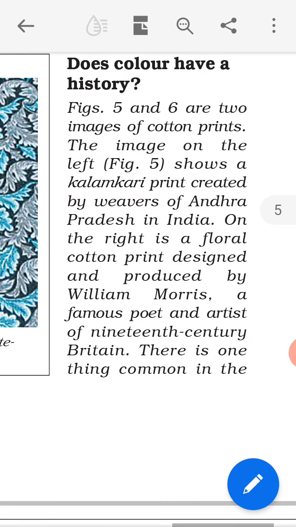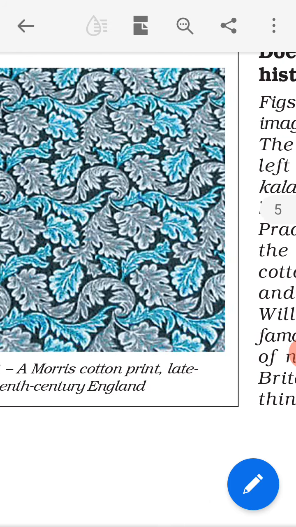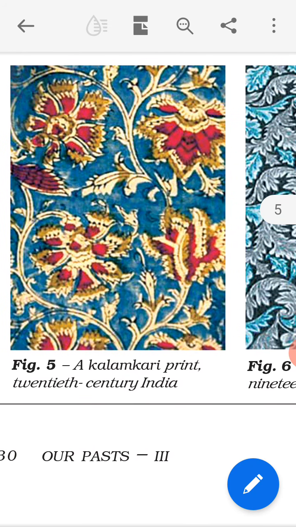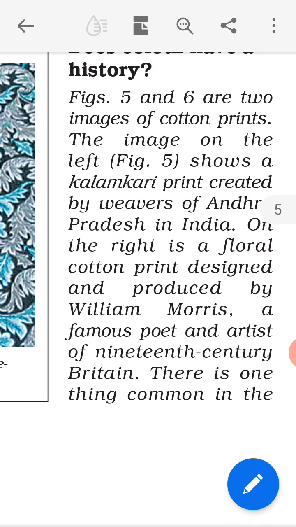Now come to the point. The image on the left means this one. This image on the left means figure number 5. The image on the left, figure number 5, shows a Kalamkari print created by weavers of Andhra Pradesh. Now figure number 5, Kalamkari print, shows that this type of print was created in our country, in India, created by weavers of Andhra Pradesh in India.